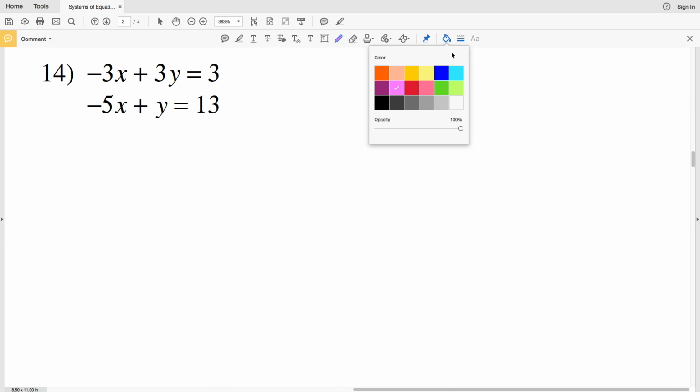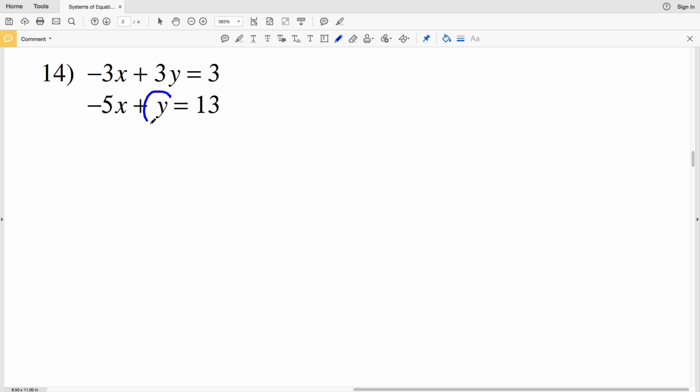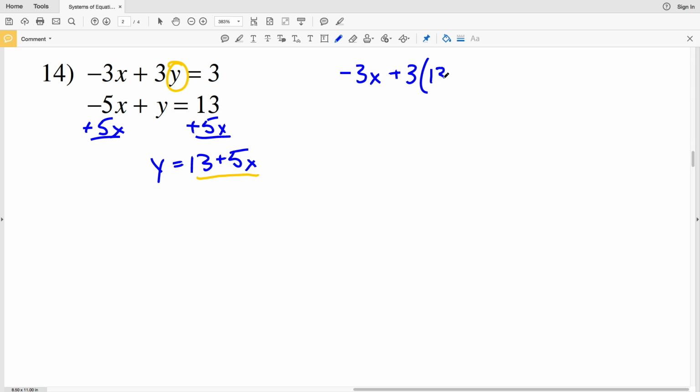Lastly in this video, I'll go over number 14. So we'll use the second equation and solve for the expression that's equal to y. So adding 5x to both sides, we'll get that y is equal to 13 plus 5x, or 5x plus 13. So we'll take that and plug it in for y in our first equation. So we will have negative 3x plus 3 times 13 plus 5x, and that's going to be equal to 3.